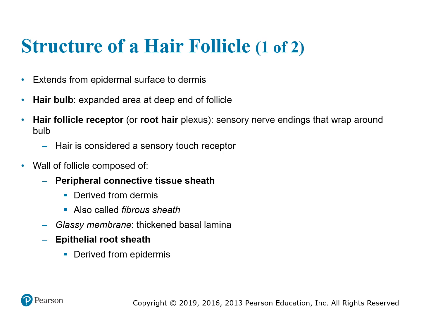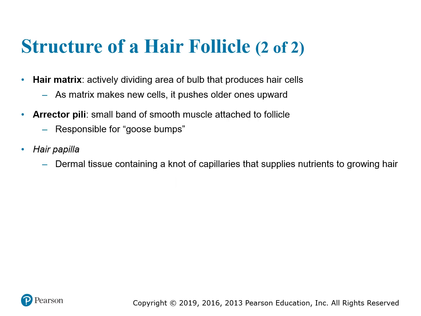When you look at the wall of the follicle, it's going to be composed of a peripheral connective tissue. It's going to be derived from the dermis, so very similar to what we see surrounding it. But basically it's forming the fibrous sheath around the hair itself. And this glassy membrane is just a thickened basal lamina, so sort of like an extracellular matrix. And then the epithelial root sheath is going to be derived from that sort of superior epidermis layer.